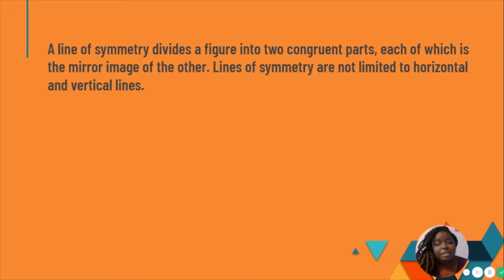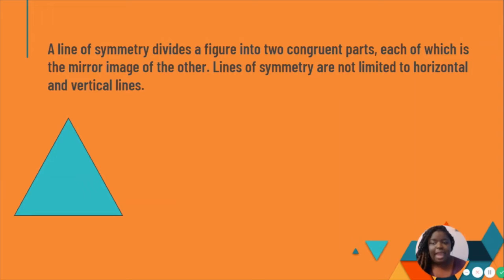So a line of symmetry divides a figure into 2 congruent parts. Remember, congruent means the same size and same shape, each of which is the mirror image of the other, okay? So lines of symmetry are not limited to horizontal or vertical lines. So what we're going to do is an example.